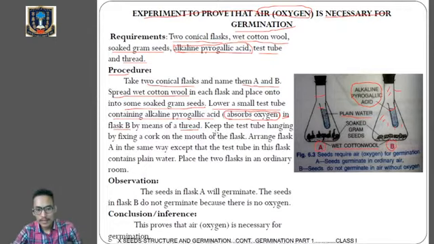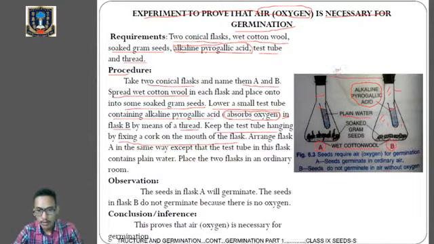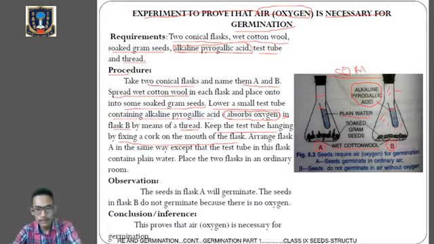So keep the test tube hanging by fixing a cork on the mouth of the flask. So this one is the cork. You can see over here the black color in both the conical flasks. These are the corks, C-O-R-K, cork.